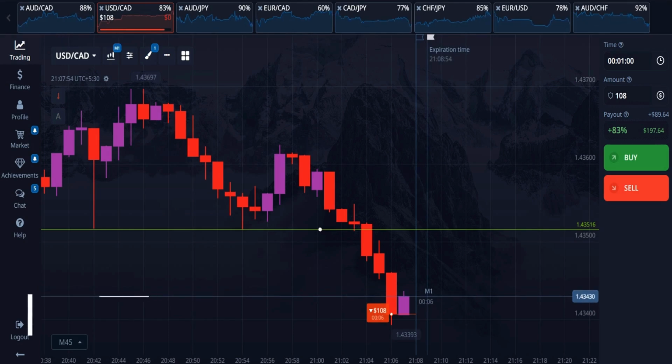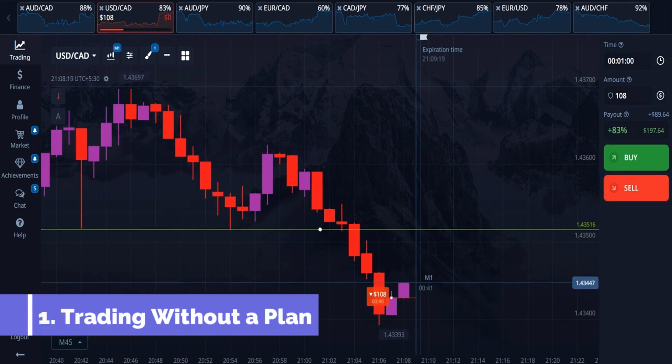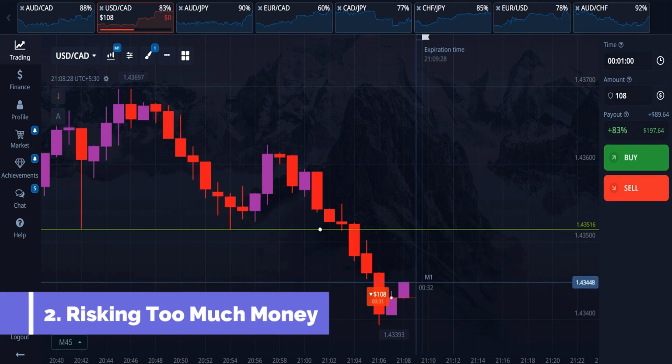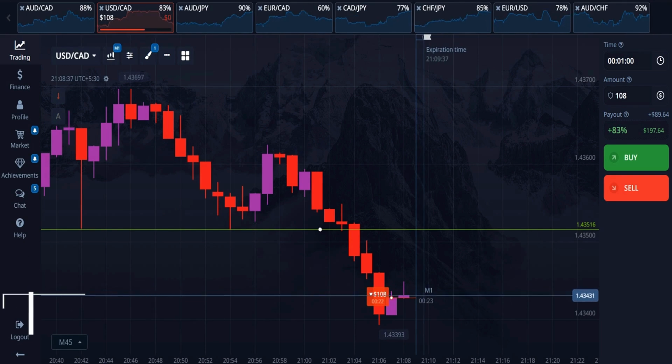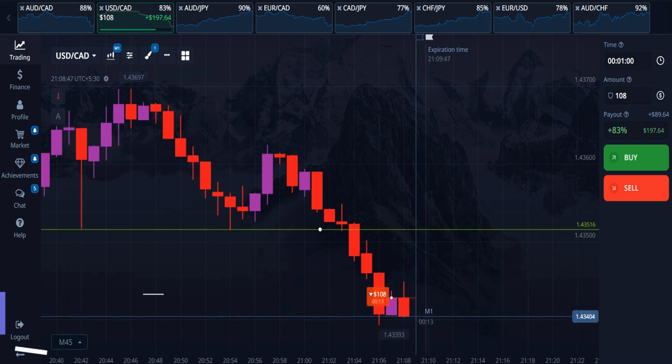Jumping into trades without a strategy is like gambling. Always follow a tested strategy and set rules for entry and exit. Never put your whole balance on one trade. Stick to 1 or 2% of your total account per trade to avoid big losses. If you feel angry after a loss and try to recover it quickly, you will lose more. Stay calm, follow your strategy, and don't overtrade.